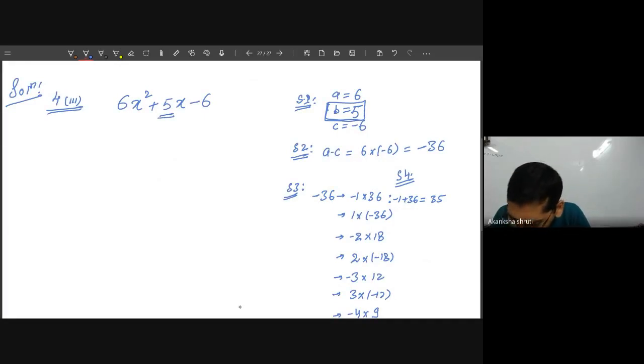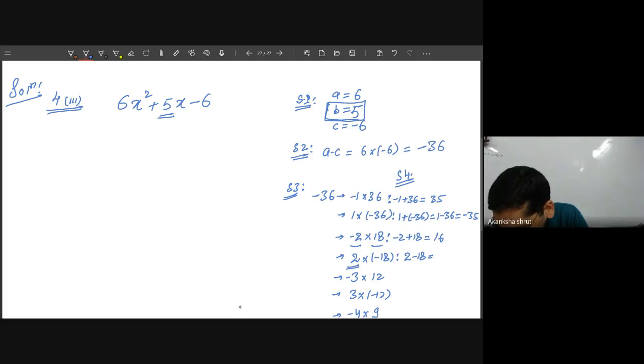Good. So students, if you are taking this factor, the second factor, at that time, what is this? 1 plus minus 36 means it is like 1 minus 36, which is minus 35. If you are taking this one, minus 2 plus 18, it is 16. If you are taking this one, it is 2 plus minus 18, so I can simply write 2 minus 18. I am just adding the factors, whatever these two factors I have written here. So here we are getting minus 16.